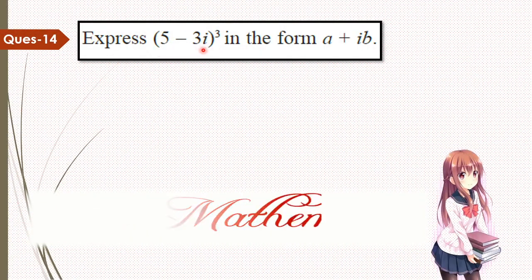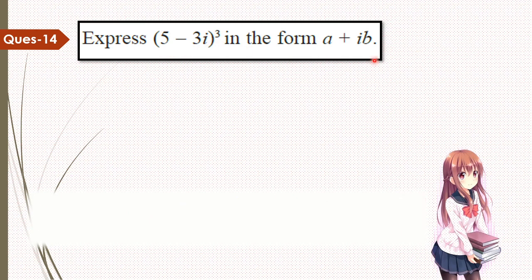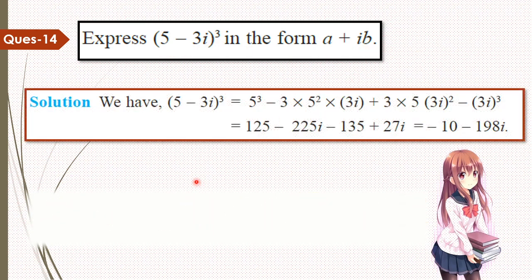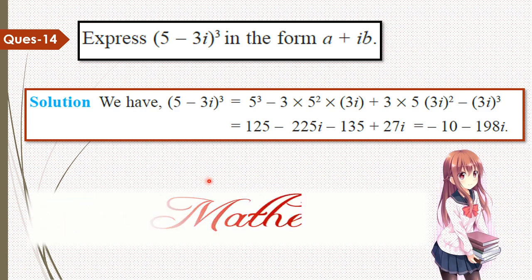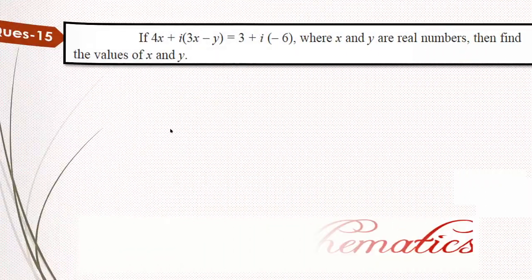Express 5 minus 3 iota whole cube in the form of a plus iota b, standard form. Students, I'm not going to discuss it. Please try it yourself. It is a very simple question. Still, if you face any difficulty or problem, then pause the video and note down the steps.